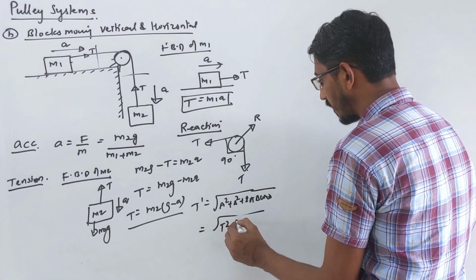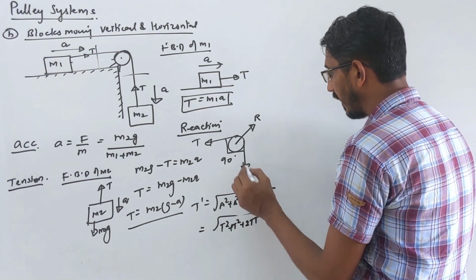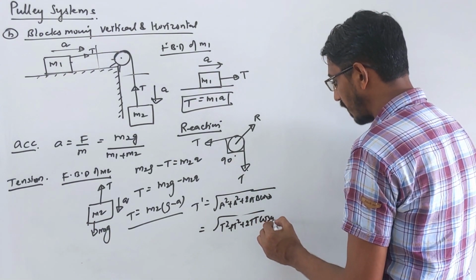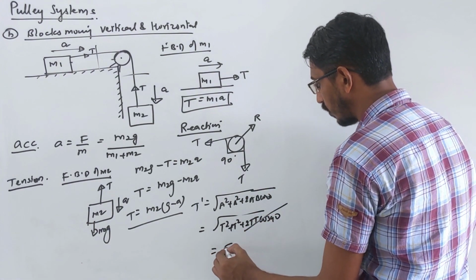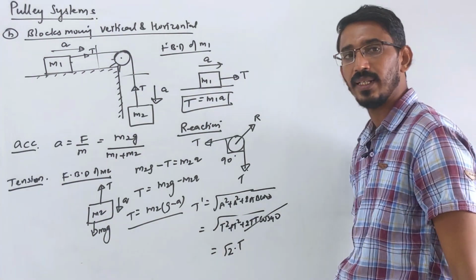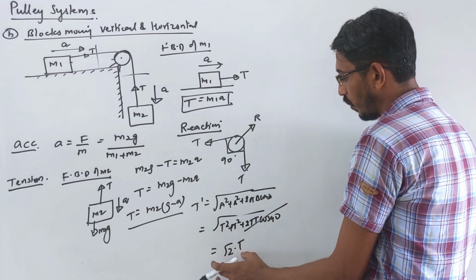Root of T squared plus T squared plus 2TT cos 90. Cos 90 means that term directly becomes 0. So what is the answer? Root 2 times T. Correct? So the total force of these two will be root 2 times T.